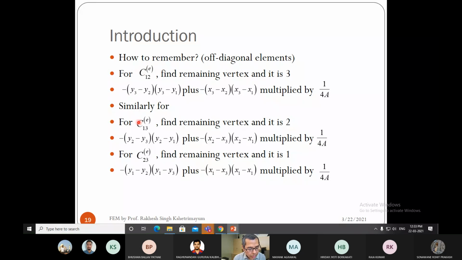Similarly, for C13, what is the remaining vertex here? Remaining node here is 2. Then what do you do? y2 minus y3, y2 minus y1, x2 minus x3, x2 minus x1 with a negative sign, you sum them up, multiply it by 1 by 4a, then you get the C13. Similarly, C23, what is the remaining vertex? 1. Then y1 minus y2, y1 minus y3, x1 minus x3, x1 minus x2. With a negative sign, you sum them up, multiply by 1 by 4a, you should be able to get C23. So this is a very easy way of remembering this formula instead of calculating it every time.